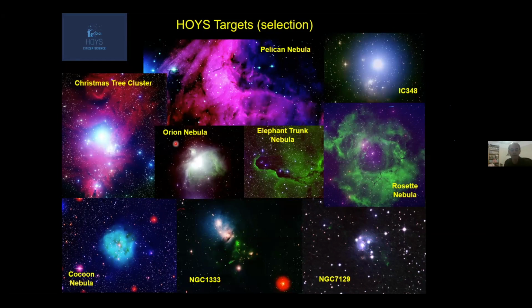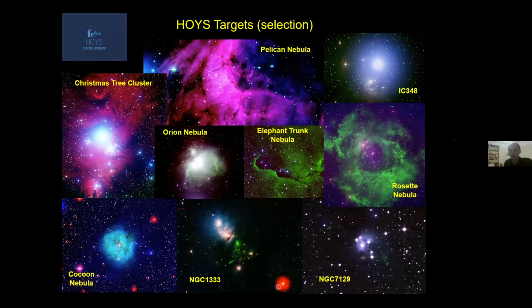The reason they picked them is, A, they're star-forming regions, and B, most people will take pictures of them anyway. Things like the Orion Nebula, the Rosette Nebula, the Elephant Trunk Nebula, Pelican Nebula, the Christmas Tree Cluster. That's the Cocoon Nebula I mentioned before. That's how it looks in the optical.